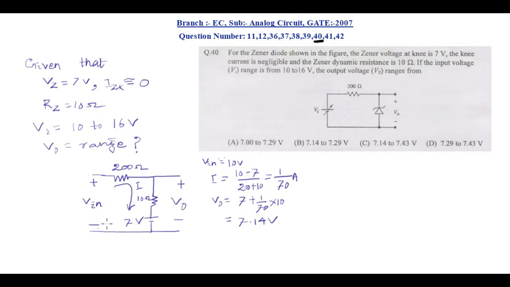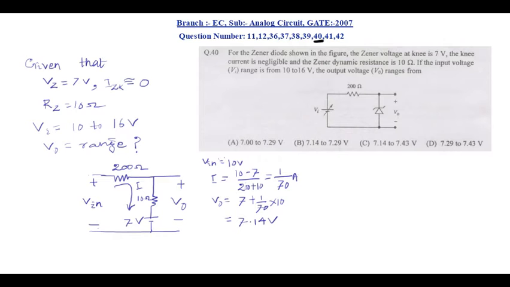So if we apply the KVL, then the current flowing through the circuit will be equal to the total voltage across the loop divided by the resistance. Total voltage is nothing but 10 minus 7 divided by 200 plus 10. So that will come out 1 by 70 ampere. So the output voltage is equal to 7 volt plus 10 ohm into I, which implies the output voltage is 7.14 volt when the input voltage is 10 volt.